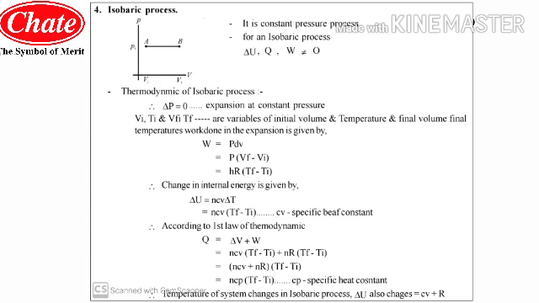Now, the change in internal energy is given by ΔU = nCvΔT. So nCv into ΔT will be written as Tf minus Ti, meaning the temperature of the system at the final time and the temperature of the system at the initial time.